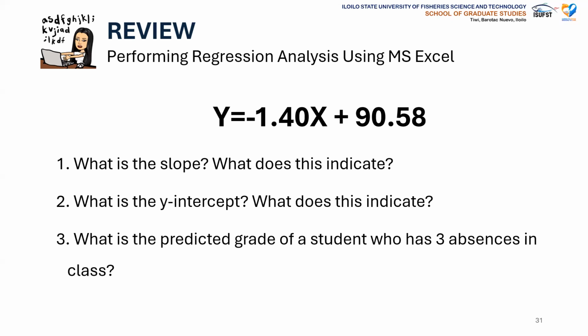Is absences X or Y? X, sir. So to do that, if you have your calculator with you, replace X with 3. Then solve. Use your calculator. So we have negative 1.40 times 3 plus 90.58. And you will get, what did you get?